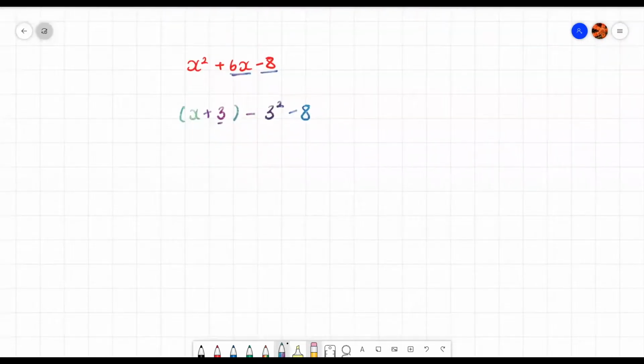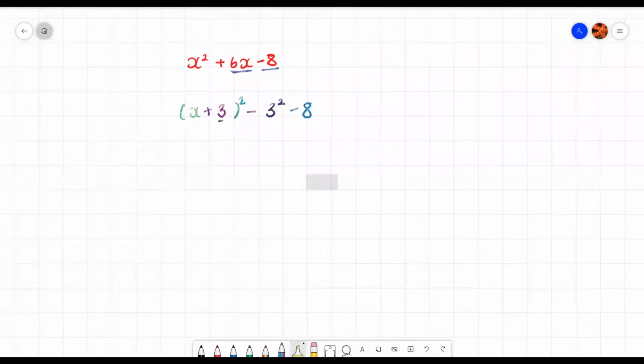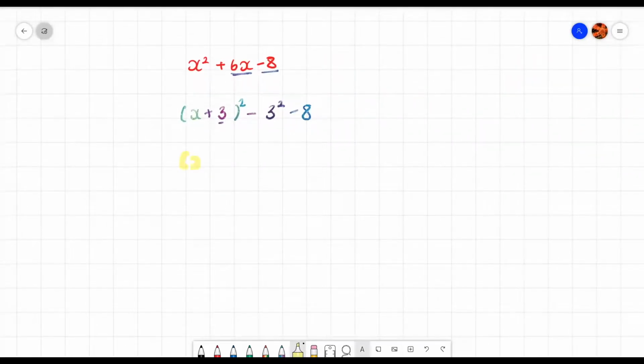So we're going to have x plus 3 squared minus, well, what's 3 squared? 3 squared is 9, minus 8. We can sort this left bit out because we can do x plus 3 squared. Well, minus 9 minus 8 is minus 17. And there we are, we have completed the square.